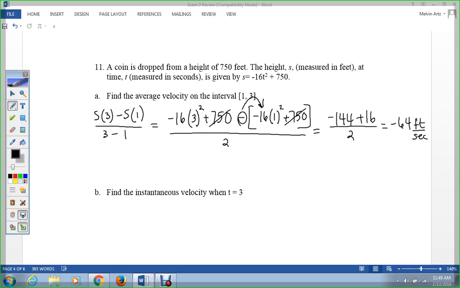Find the instantaneous velocity when t equals 3. Well, the instantaneous velocity we can find if we have the velocity function, which comes from the derivative of the position function. So the derivative of the position function is negative 32t, and then the 750 goes to 0. So we are looking for v of 3. So we get negative 32 times 3, which is negative 96, and it would be feet per second in this problem.